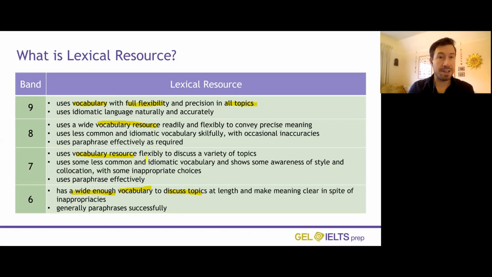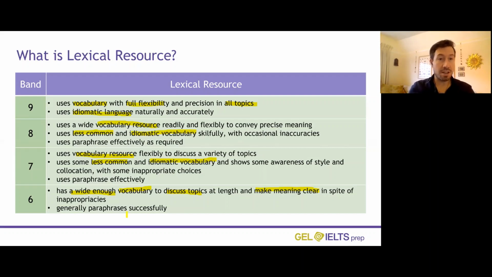Another thing that it talks about here is less common vocabulary and idiomatic vocabulary. Again, you can see idiomatic language, less common and idiomatic vocabulary. Now, we're going to look at what this means in the coming slides. Another thing as well that it talks about is making your meaning clear. So being able to express yourself clearly using the correct words for the topic you're talking about. And obviously, the better you can do that, the higher a mark you're going to get.